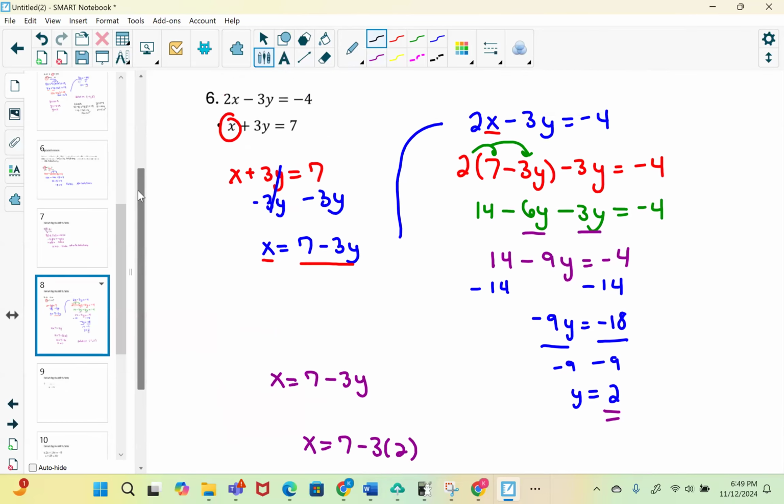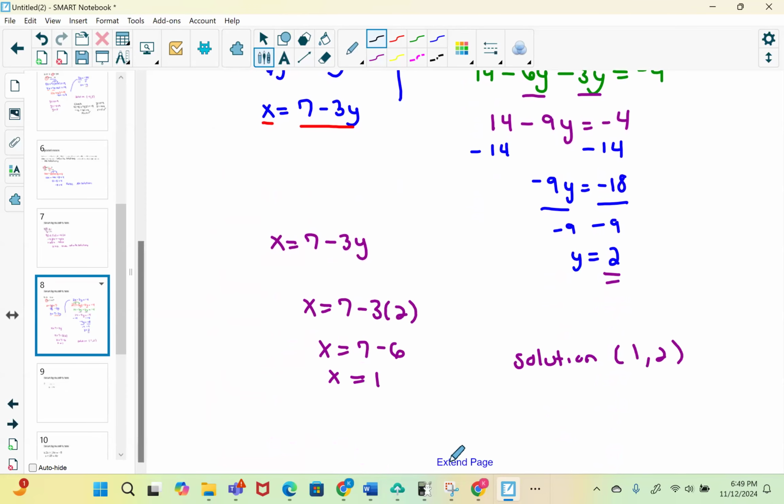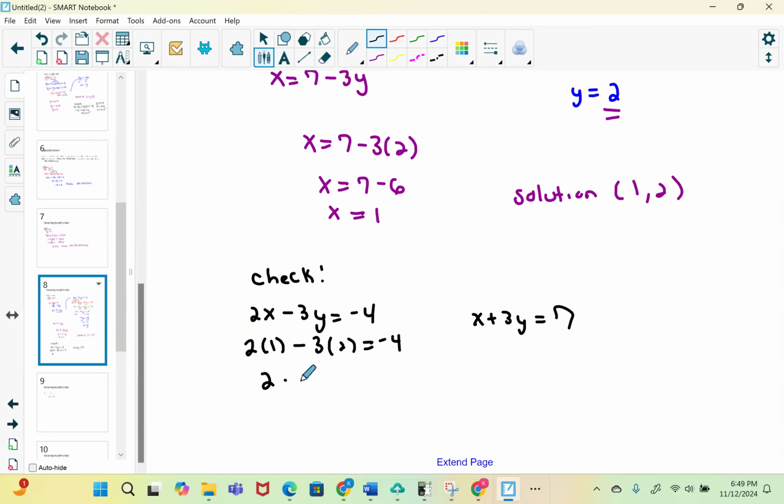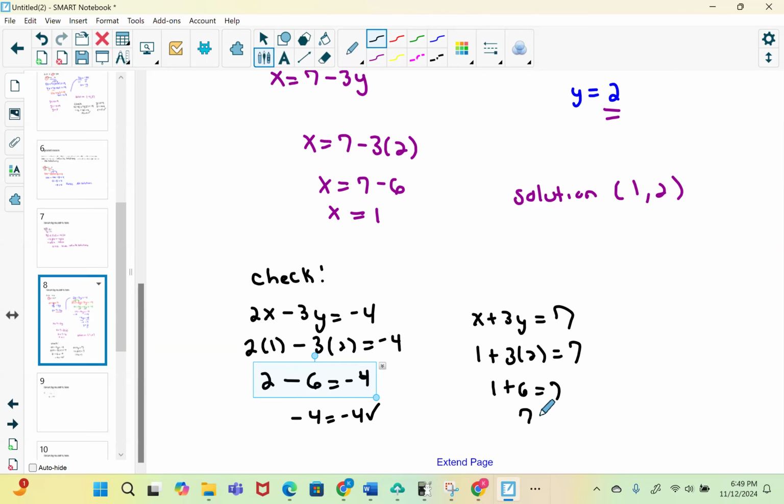And again, we can always check it by plugging them into the original equations. So to check, and always use the original. My 2 originals were 2x minus 3y equals -4, and x plus 3y equals 7. So we have 2 times 1 minus 3 times 2 equals -4. 2 minus 6 equals -4. And 2 minus 6 is -4. So it works. For this one, we have x is 1 and y is 2. So I'm going to plug that in. 1 plus 6 equals 7, and we have 7 equals 7.